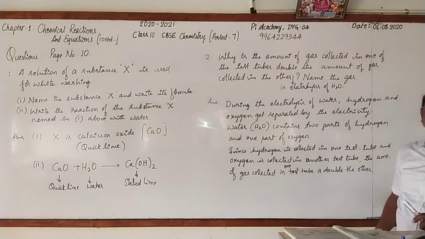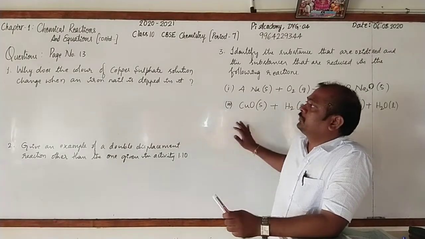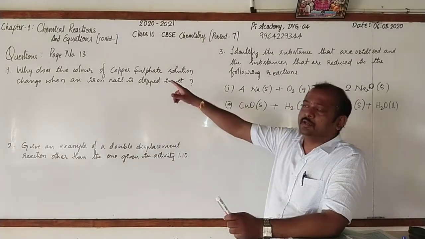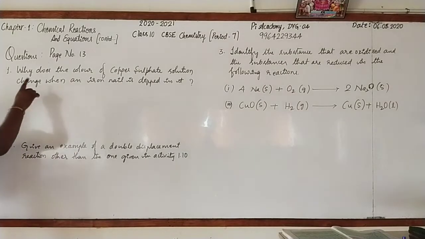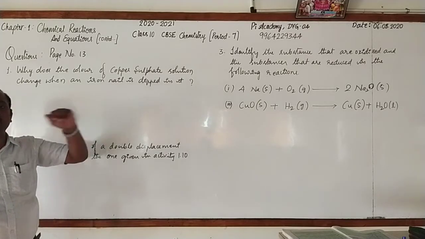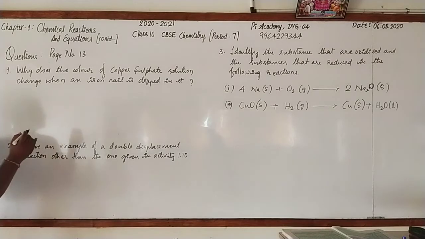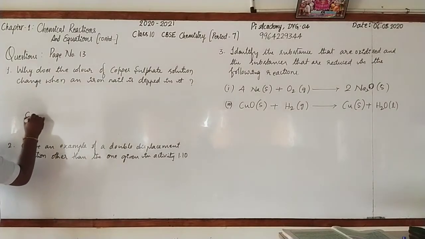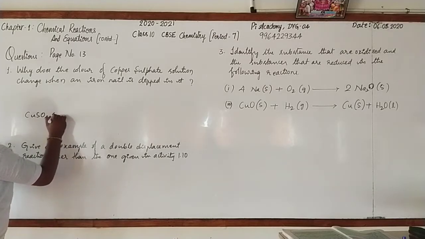Okay, dear students, now let's move on to answer the questions that are given in page number 30. Go through the first one. Why does the color of copper sulfate solution change when an iron nail is dipped in it? We know that the color of the copper sulfate is sky blue, right? CuSO4, when it is aqueous.